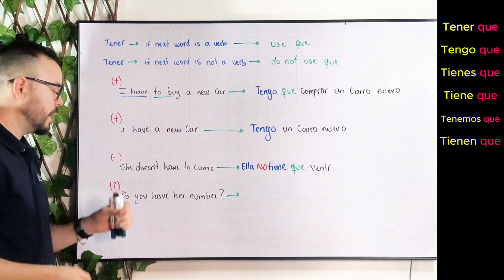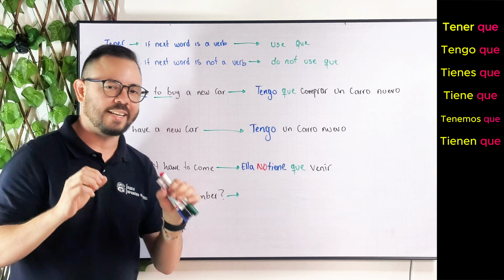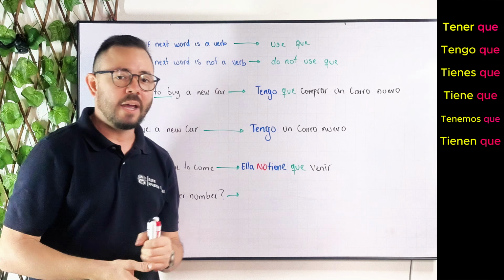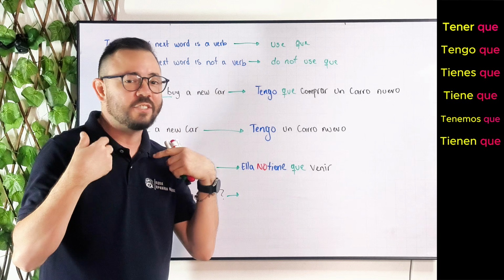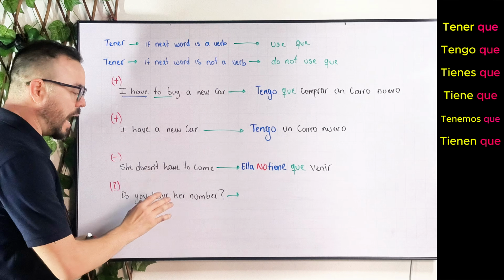Now let's go with this example. Do you have her number? And this is question form, right? And as you guys probably know already, question form is exactly the same as positive form. Basically, you just need to say positive form, but we just need to make it sound as a question. So let's say first the positive form of this. So let's say you have her number.